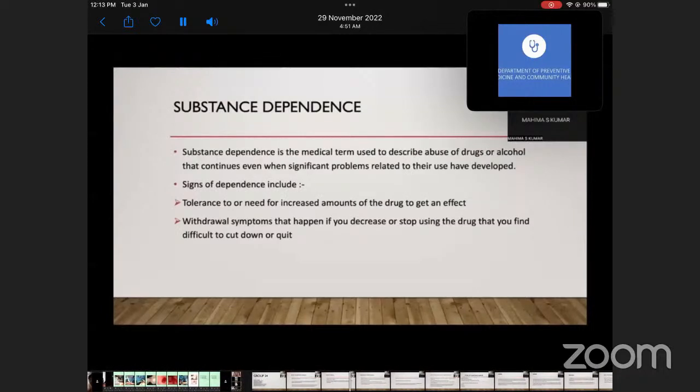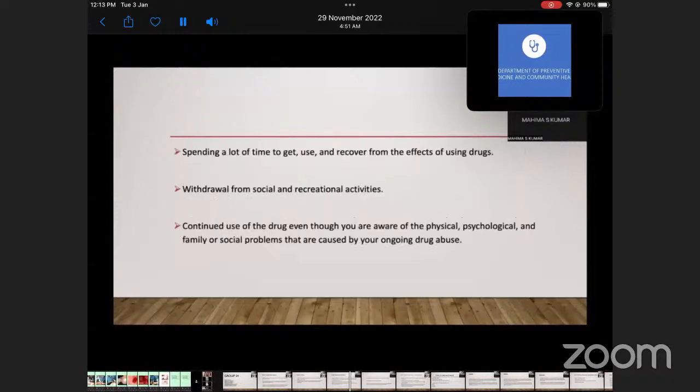Substance dependence. Basically, substance dependence is a medical term that is used to describe abuse of drugs or alcohol that continues even if the problems related to their use have developed. Signs of dependence include tolerance to the substance and withdrawal symptoms that happen if you decrease or stop using the drug, that you find too difficult to cut down or quit. And spending a lot of time to get and recover from effects of using drugs, then withdrawal from social and recreational activities, and continued use of drugs even though you are aware of the physical, psychological, and social problems.